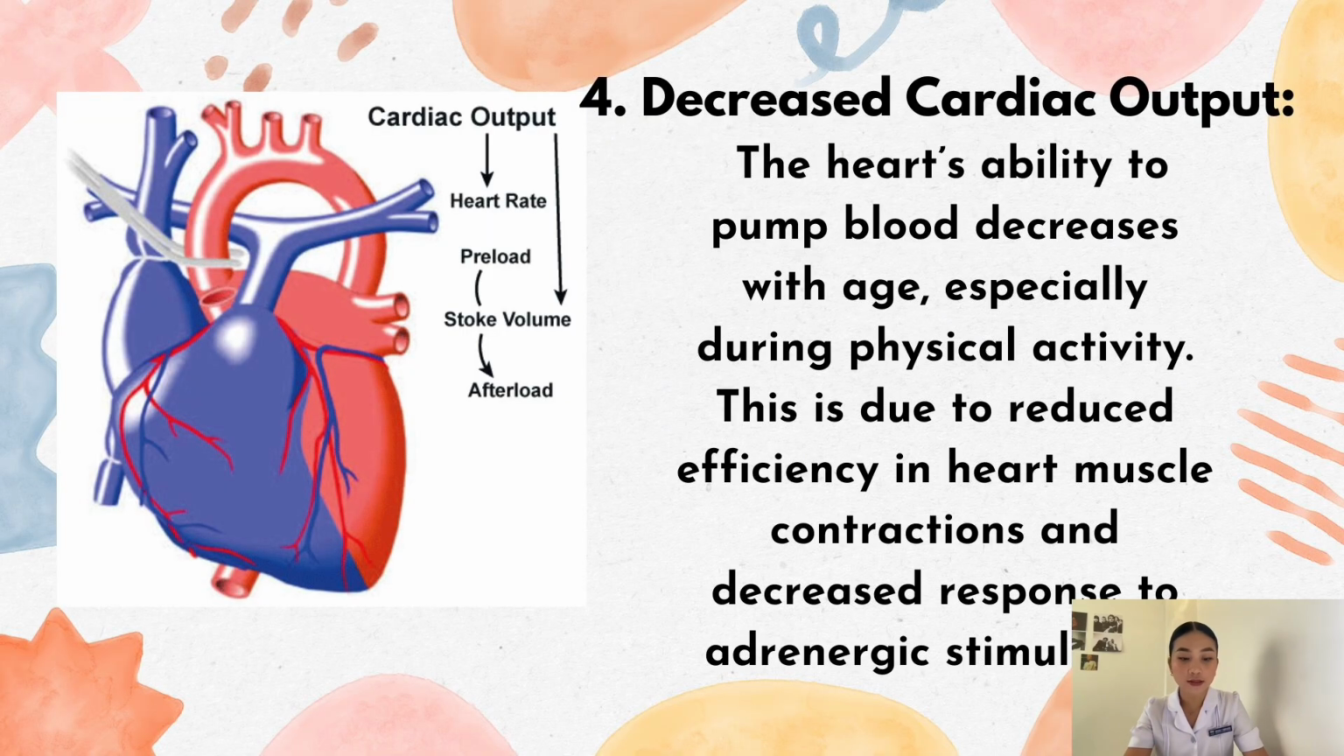So fourth is decreased cardiac output. The ability to pump blood decreases with age, especially during physical activity. This is due to reduced efficiency in heart muscle contraction and decreased response to adrenergic stimulation.